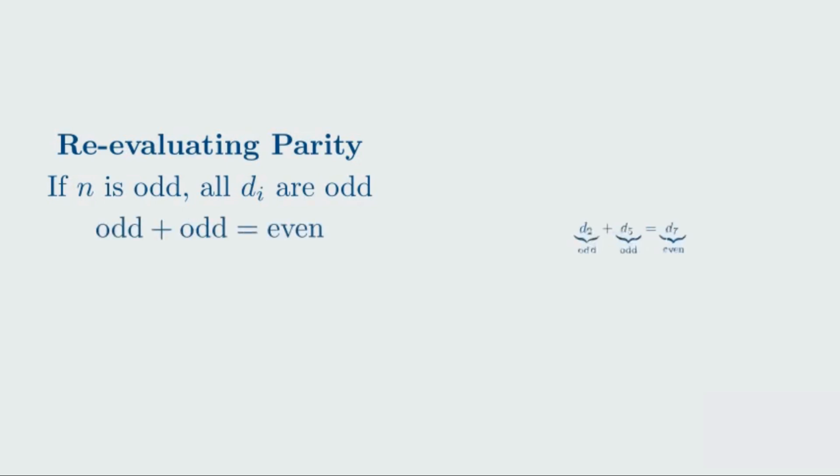Let's pause and take a closer look at that parity argument. It turns out we have to be very careful here. If n were odd, all of its divisors would be odd. Our equation is d2 plus d5 equals d7. If d2 and d5 are both odd, their sum must be an even number. This would mean d7 is even, which contradicts the fact that an odd number n can only have odd divisors.